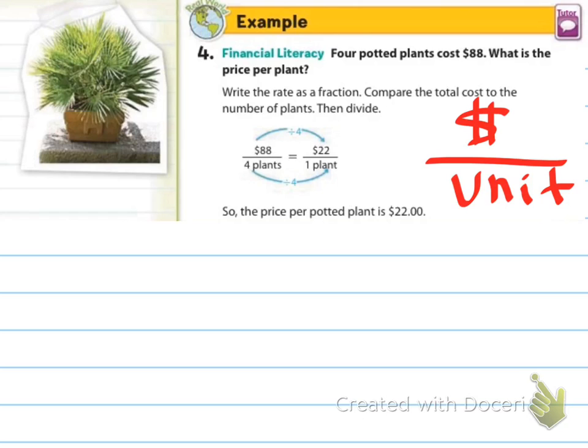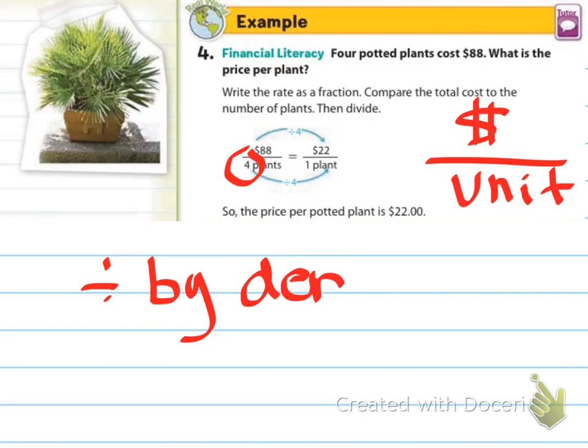And so you're going to compare the total cost to the number of plants, and you're going to divide by the denominator. So you've set it up, and you're always going to divide by the denominator. So that's going to be 88 divided by 4, which is $22 per plant. And so the price per plant is $22.